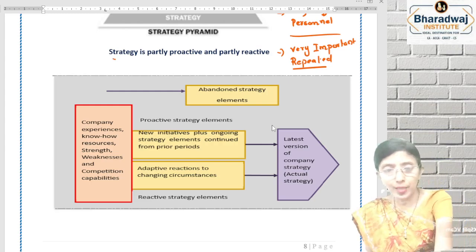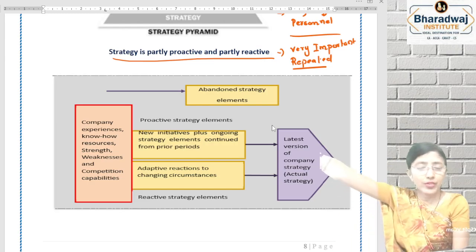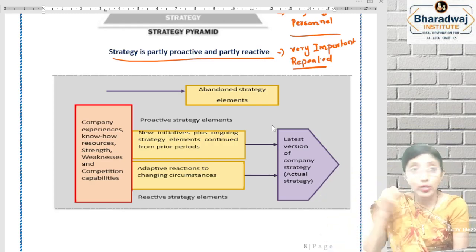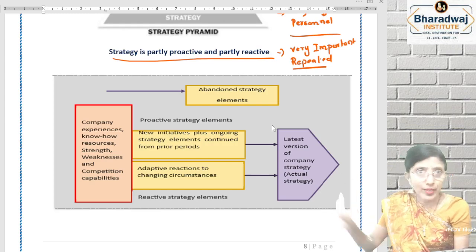Strategy is partly proactive, partly reactive. Standard question in essay. Discuss. Very important. I have seen almost, in fact, several institute papers, what they have given as a test paper and mock paper, they have included this. Now, this chart you have to prepare, study.